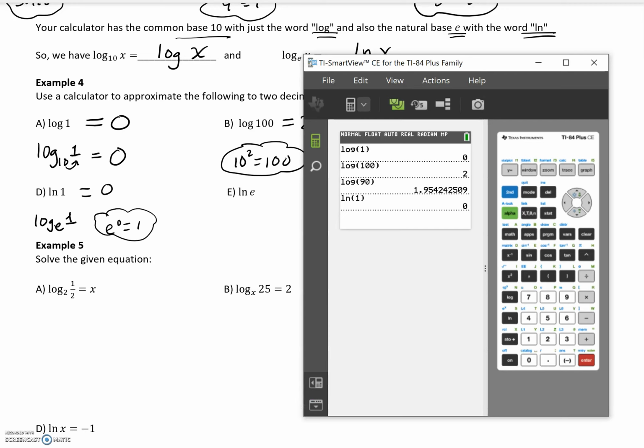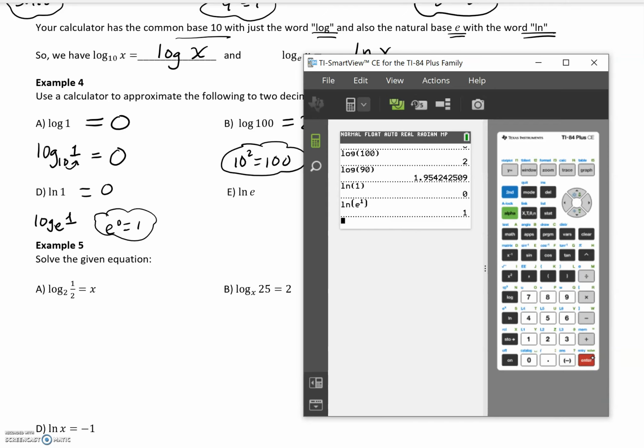Let's go look at ln of e. So let's make sure you know where the e button is. That's also in the background of the ln button. It's in blue, so to access it, I'm going to push second and then ln, and that's going to give me e to the, I'm going to put an exponent of 1 and then close my parentheses. So that's saying ln of e, and as you might have already guessed, the answer should be 1.